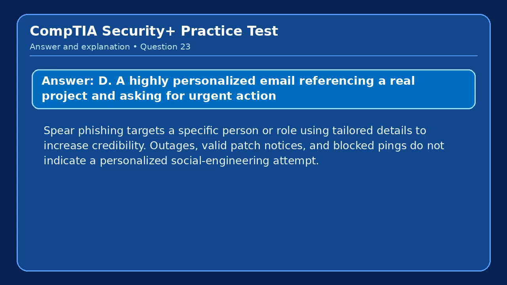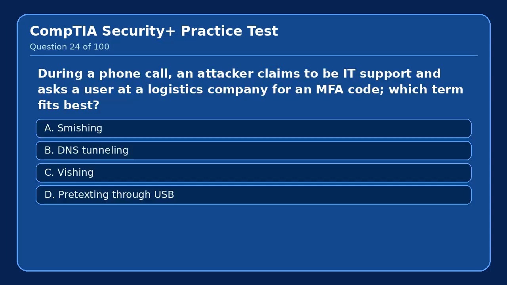The answer is C. Vishing. Vishing is voice-based social engineering that uses phone calls to manipulate victims. Smishing uses text messages. USB pretexting is not the best label here, and DNS tunneling is a network technique.